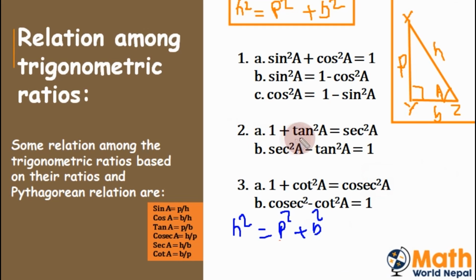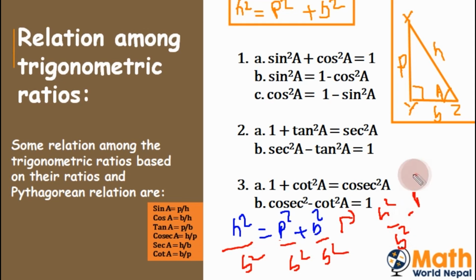And now to derive the second relation, we will divide both sides by B square, and we will get H square by B square minus P square by B square equals 1. And we know that H by B is given by sec A and P by B is given by tan A, so we get the second relation, which is sec square A minus tan square A equals 1, and we can rearrange this relation into 1 plus tan square A equals sec square A.